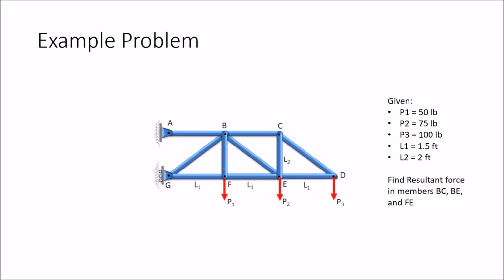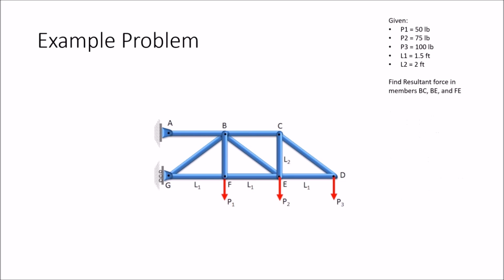Here we have a simple truss, and we have some loading on that truss and some distances. And we're just asked to find the resultant forces in members BC, BE, and FE, which if you notice is right in the middle. First off, it's a good idea to find any of the force reactions going on the truss. So let's go ahead and do that.